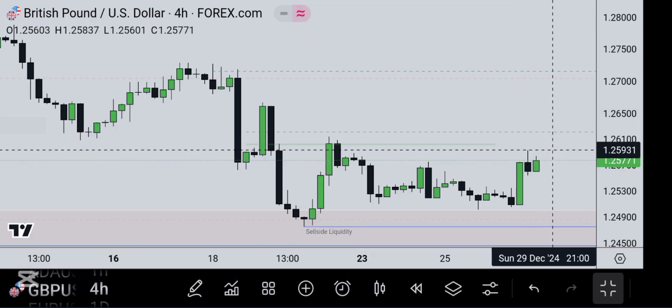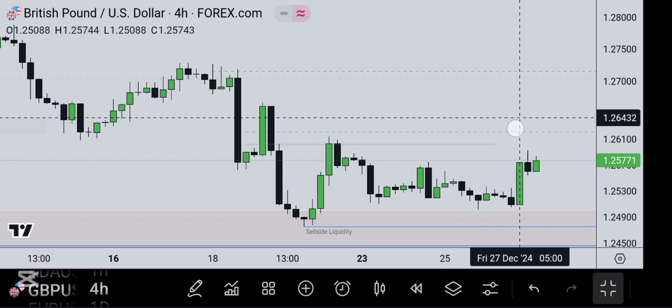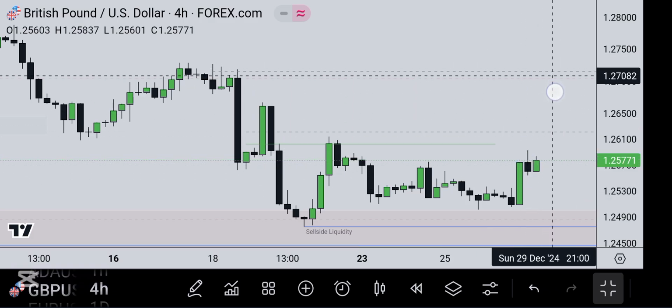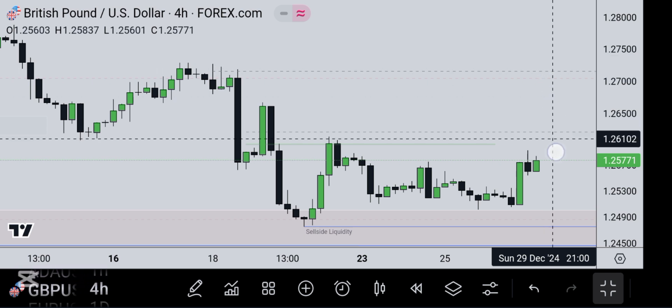If the wicks, like a candle, can go in there and touch it, it's fine. But it should not close above it on a 4-hour time frame or on a daily time frame. Even if a 1-hour time frame closes above it, you don't want to see a 4-hour time frame close above it. There's a reason for that.